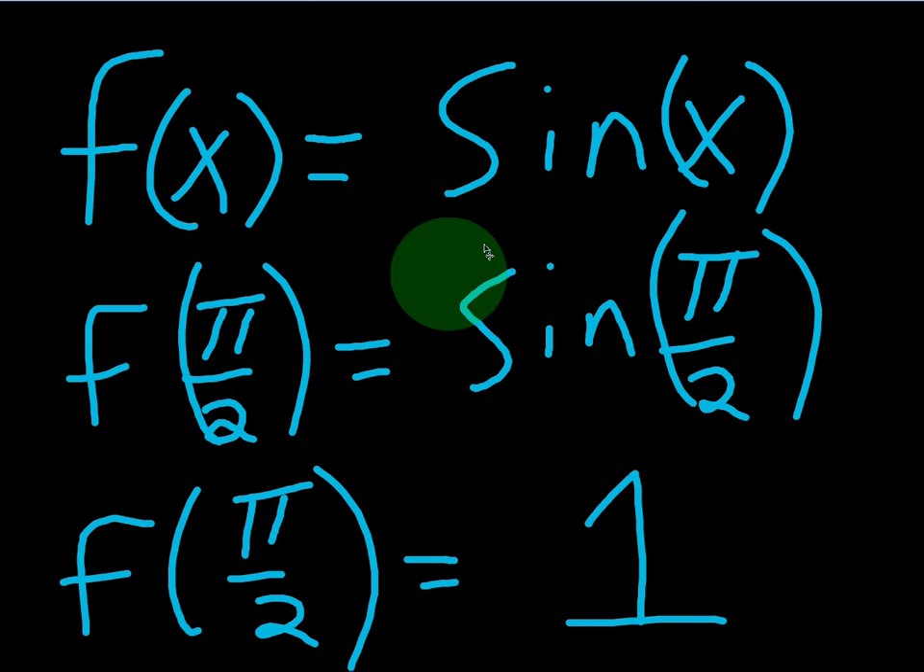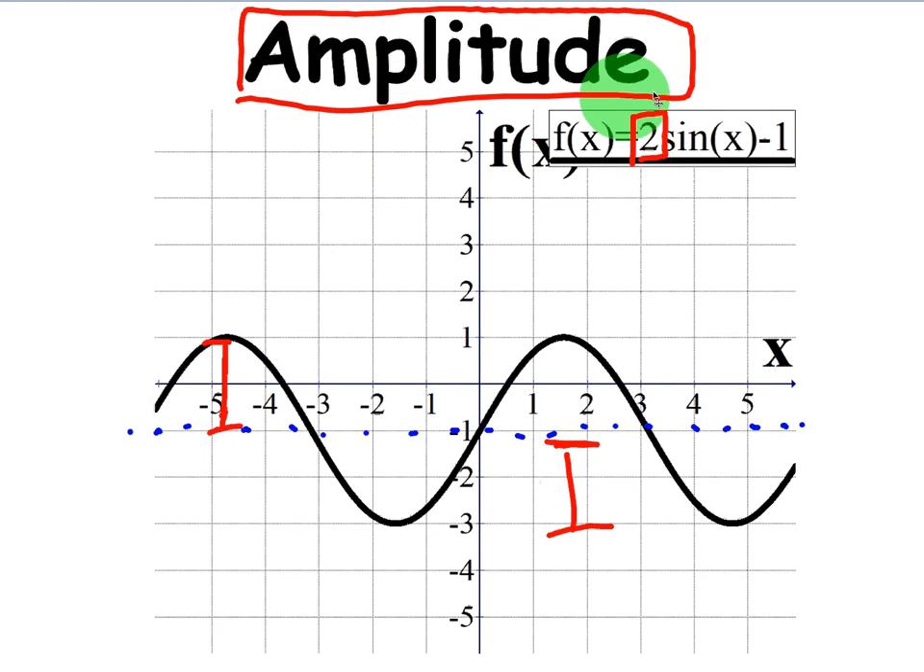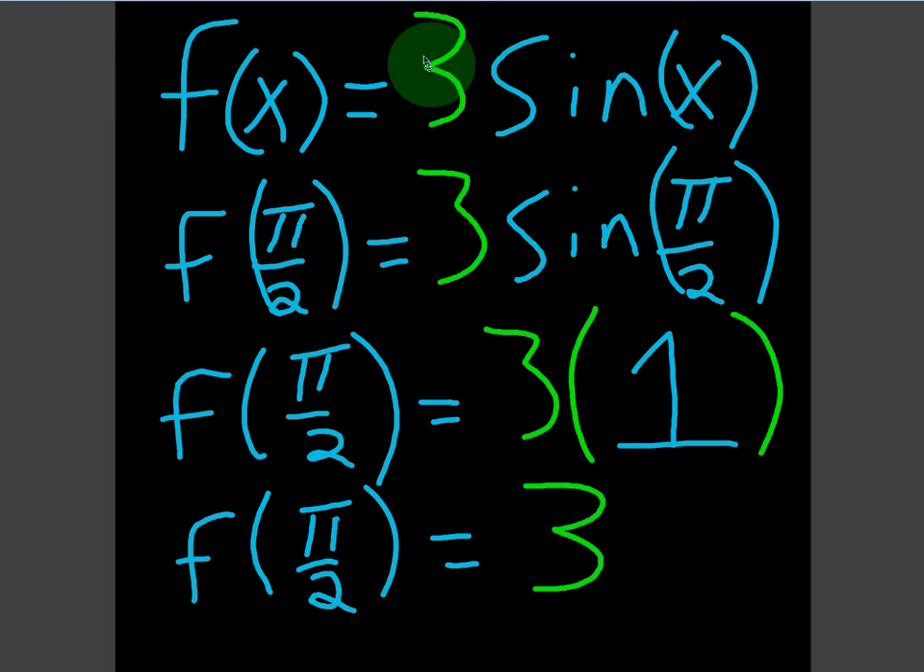Now, what happens if we stick a number out here, right? What if we stick a number in front of the sine, which was the pattern we were looking at here? How does that affect that? So obviously, if we stick a 3 there, it's just going to take that 1 and multiply it by 3, right? It's going to amplify it, which is why we use the word amplitude, to 3 instead of 1. Another word for that is stretch.